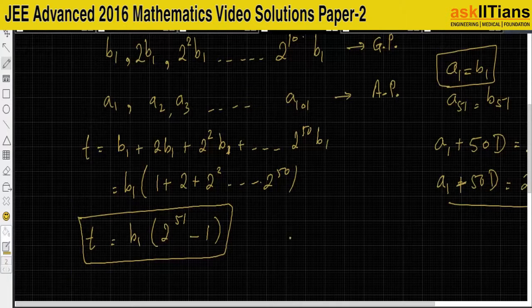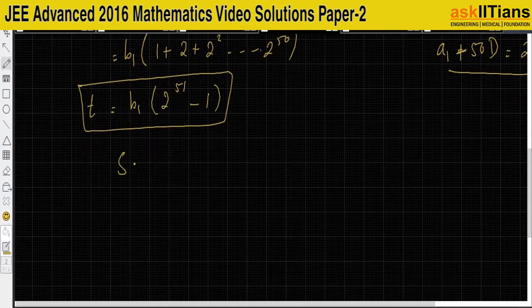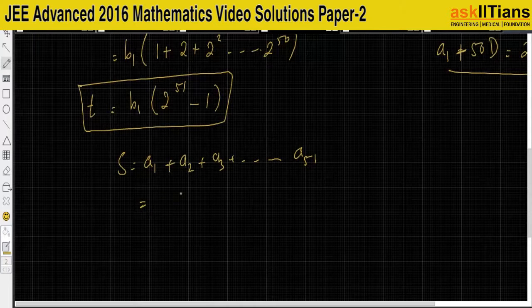And what will be s? S is nothing but a1 to a51. So s is a1 plus a2 plus a3 till a51. So this will be the number of terms divided by 2, and 2a1 plus n minus 1, that is 50 times d, right? I'll get this. Now what I can do is simply put the value of d here.